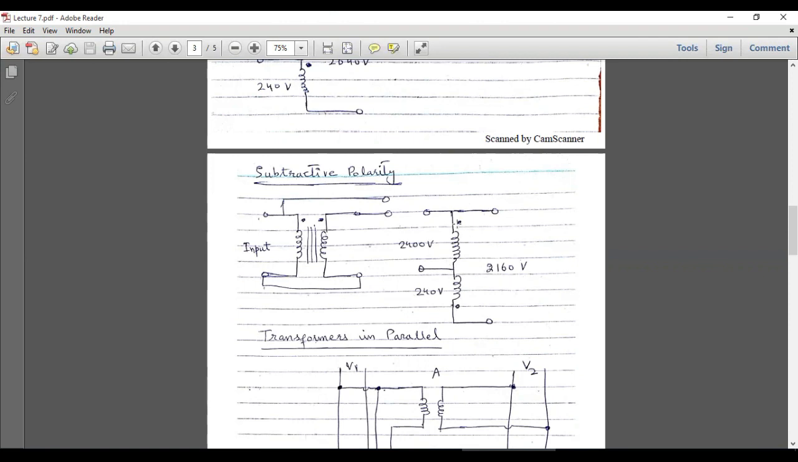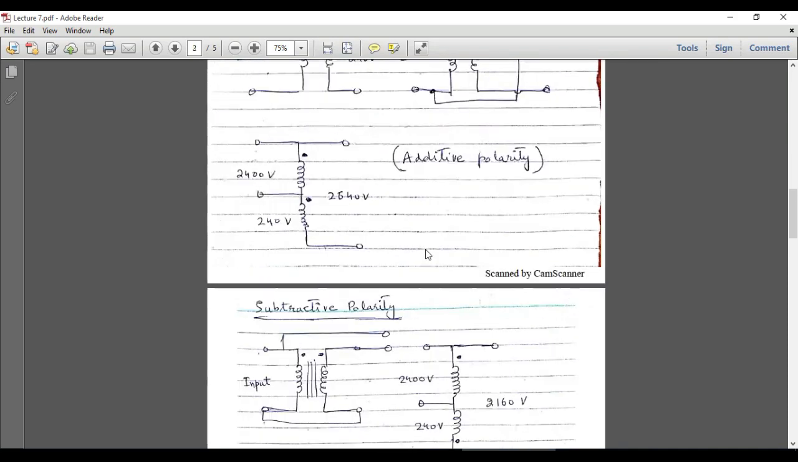So if we have positive over here, we will have positive over here. So the resultant EMFs at these two windings will be subtracted from each other. So if 2400 volts are here, 240 volts are here, and it will be subtracted from this, and we will get 2160 volts. So that is all about our today's lecture on auto transformers.